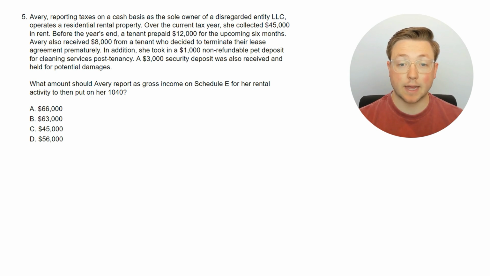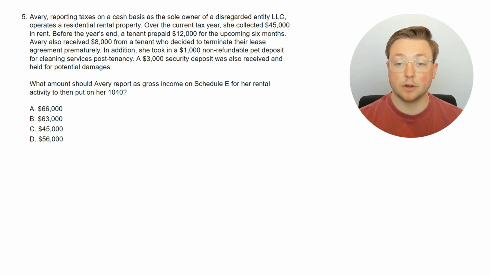Avery, reporting taxes on a cash basis as the sole owner of a disregarded entity LLC, operates a residential rental property. Over the current tax year, she collected $45,000 in rent. Before the year's end, a tenant prepaid $12,000 for the upcoming 6 months. Avery also received $8,000 from a tenant who decided to terminate their lease agreement prematurely. In addition, she took in a $1,000 non-refundable pet deposit for cleaning services post-tenancy.